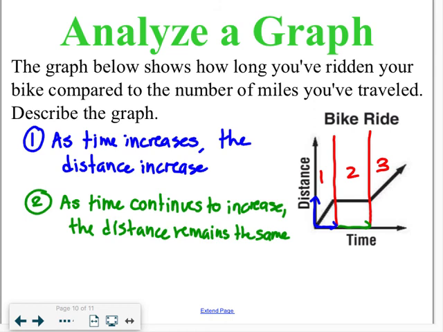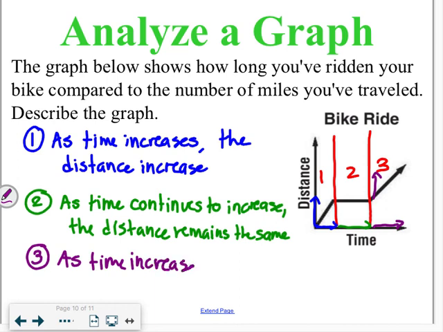And our last chunk looks similar to the first chunk. So we're still having time increase, and our distance is also increasing. So you could say once again, as time increases, so does the distance.